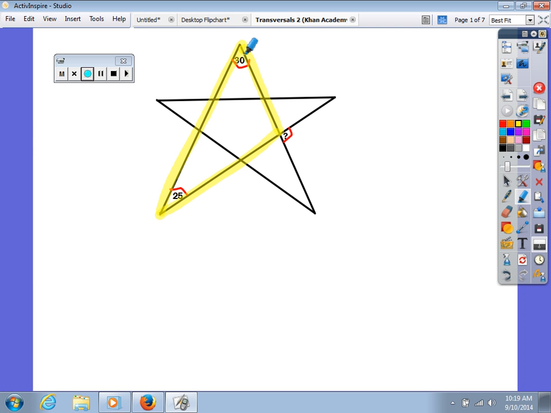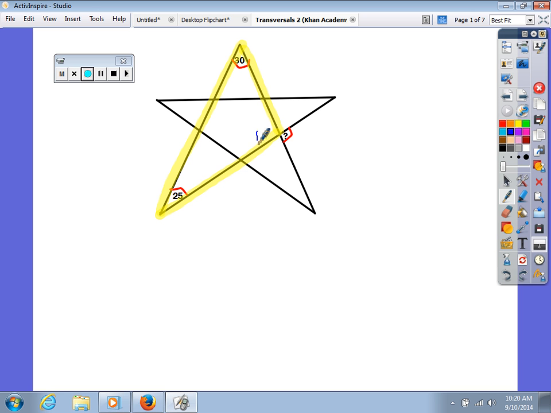Then you realize that you only need how many more measures? Just one. And what do we know that a triangle has to equal? Its angles have 180. So what am I going to go ahead and do? Subtract them all from 180, right? So go ahead and do that in your calculator. Do 180 minus 30 minus 25. And what do we get?